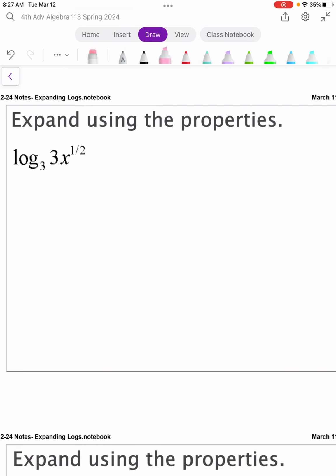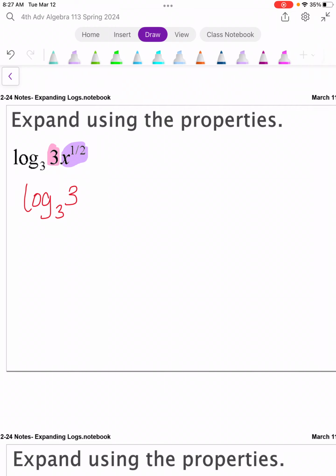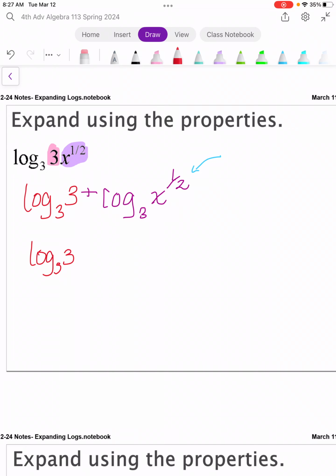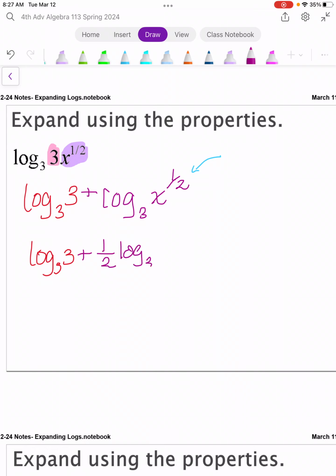Next one, I have log base 3 of 3 x to the 1/2. So I'm going to have two logarithms here. One of them is log base 3 of 3, and then since the x is in the numerator, it becomes plus, it's not in the denominator, log base 3 of x to the 1/2. Now this again uses the exponent rule, right? So this 1/2 is going to come down out front. So I have log base 3 of 3 plus 1/2 log base 3 of x.